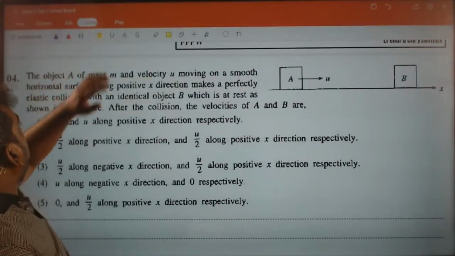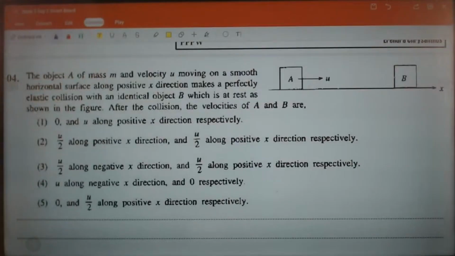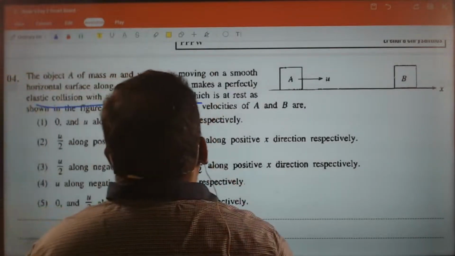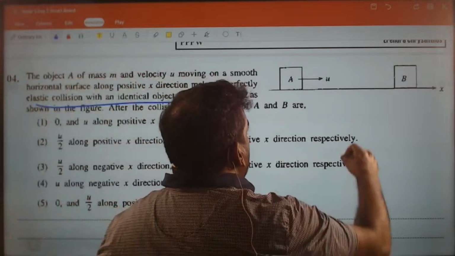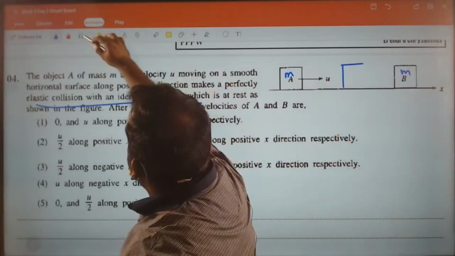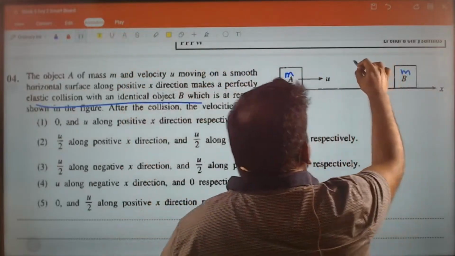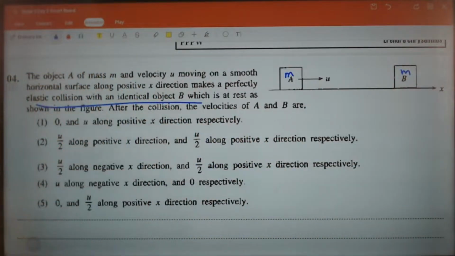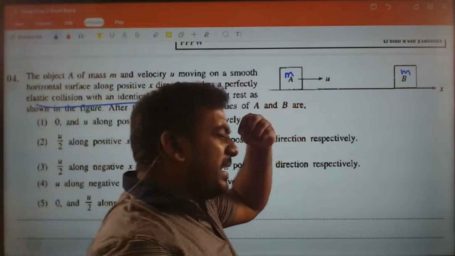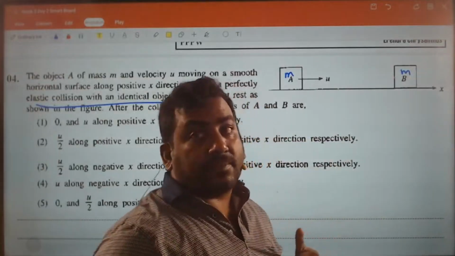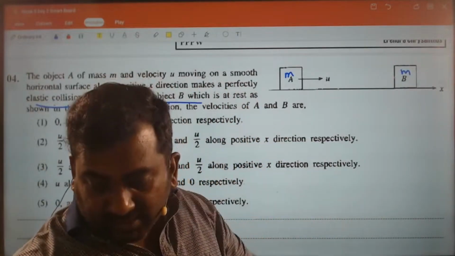Question number 4. An object of mass m, velocity u, moving on a smooth surface in the positive x direction makes a perfectly elastic collision with the identical object B which is at rest. Identical object means object having the same mass. No need to draw it because they have given you the object. After collision, what are the velocities? Now this you have done many times. Equal masses means maximum transfer of kinetic energy.